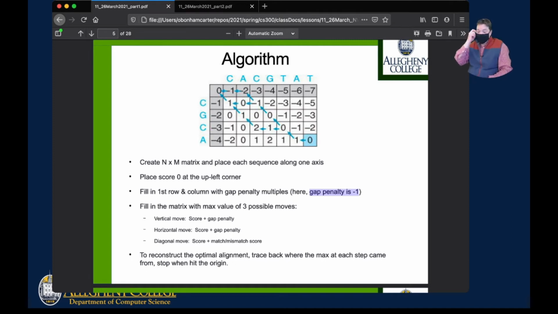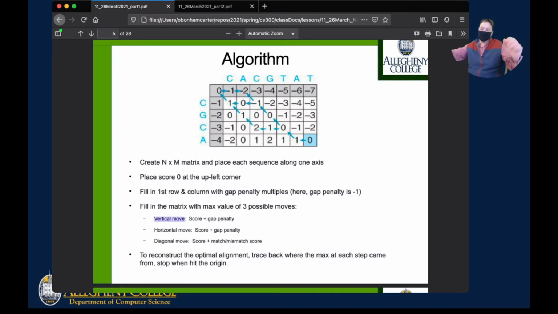After all, how this thing works is that the more bases that you get correct, the higher the score gets. It's like in a game of basketball. The more baskets you hit, the more times you get the ball through the hoop, the more points you get. And this is the same way. The more bases you have lining up, the higher the score. And if you don't have those bases lining up, then you have this penalty of -1, which is something you have to use for your calculations. And then you have to fill in the matrix with max values of 3 possible moves.